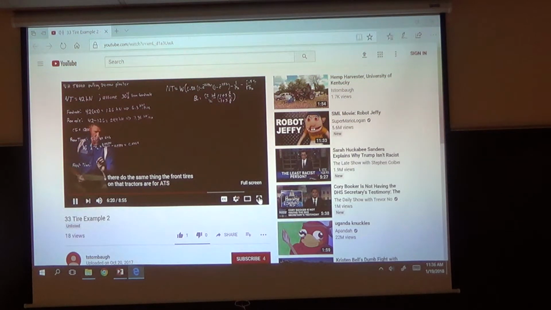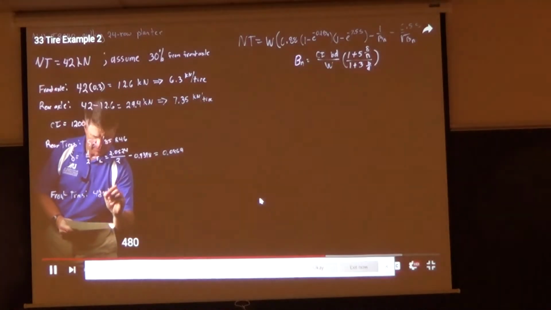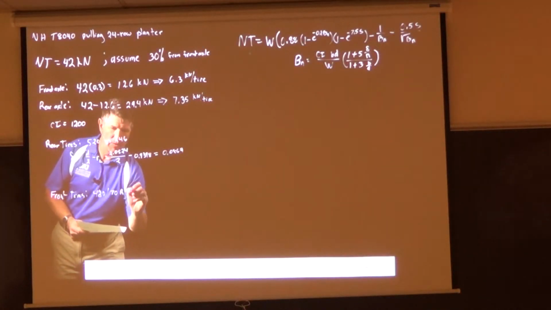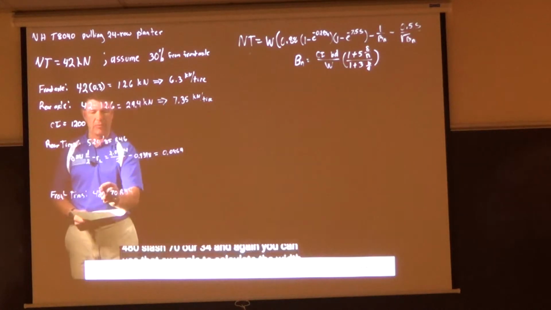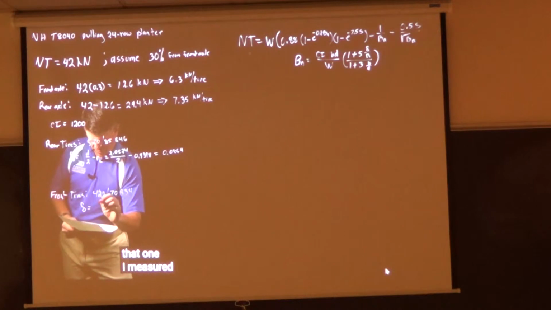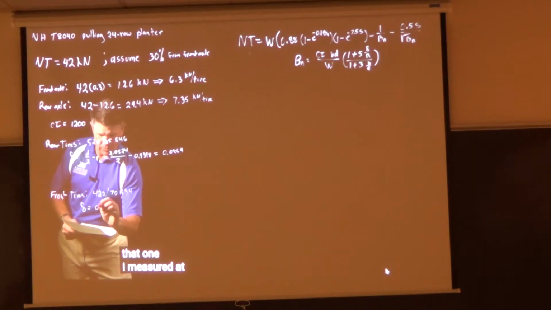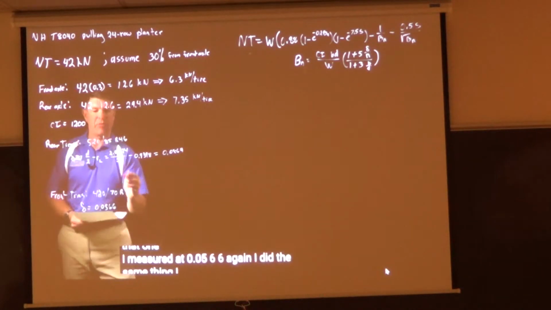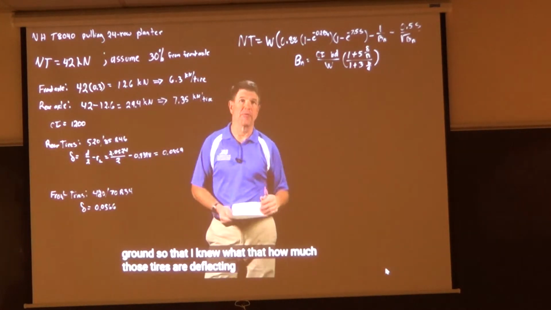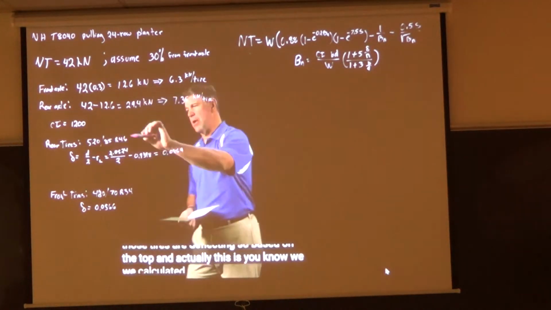Measurement trackers are 480s. 480/70R34. And again, you can see the example we got with 480 millimeters, second height standard. So, watching on that one, I measured at 0.0566. Again, the same thing. I went out to the tractor with the measurement from the center out to the ground so that I knew how much higher it is than the truck. So I think that's how they get watched quite a bit.